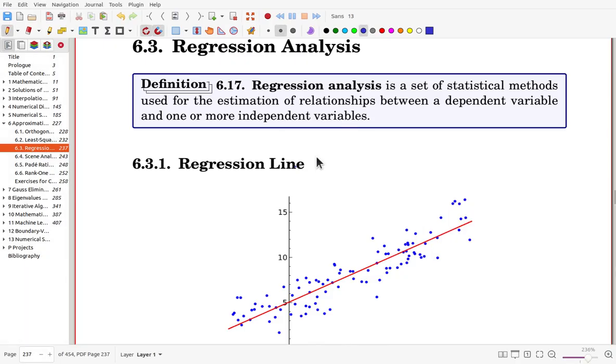Let's see the data set, a collection of points in the plane. Each point has two components, x and y. X is an independent variable, and y is the dependent variable. Regression analysis is to estimate a relationship for x and y which represents the data set. In this case, it is apparently a line, so we call it the regression line.